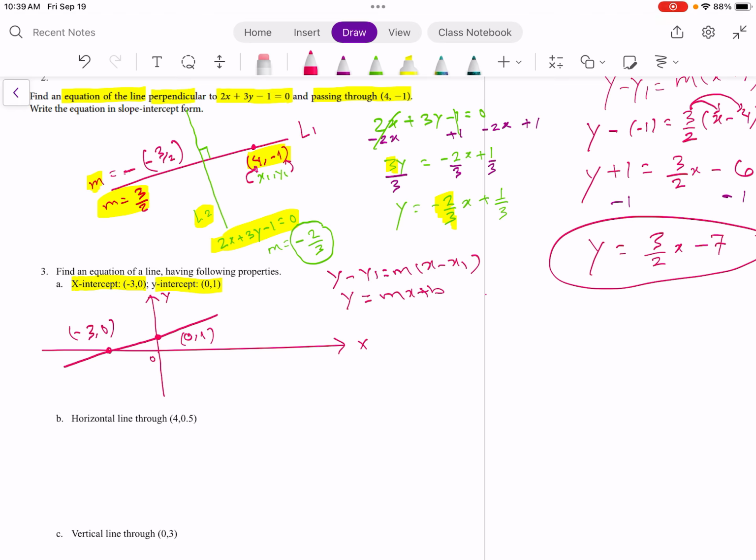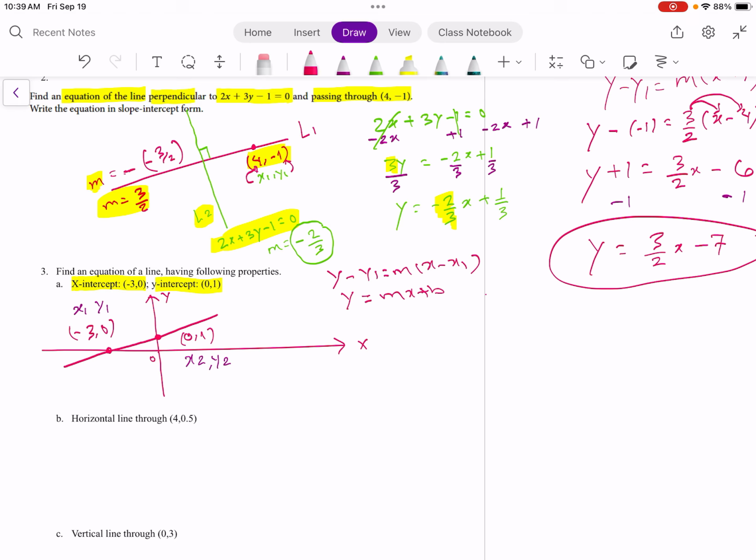Can we use both? Now since we are asked to find the equation of the line, the very first thing we need to know is the slope of that line, right? So now let's start by finding the slope of this line. Let's call this first point x1, y1. Let's call this second point our x2, y2.